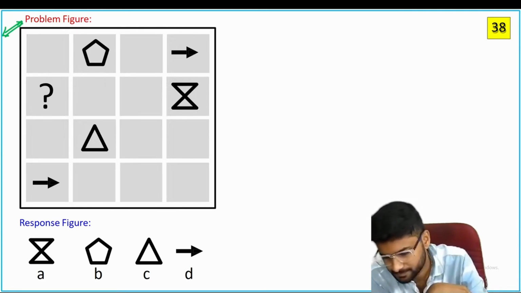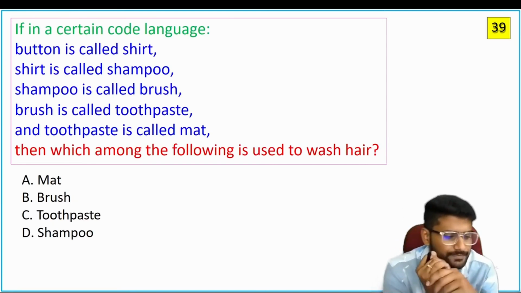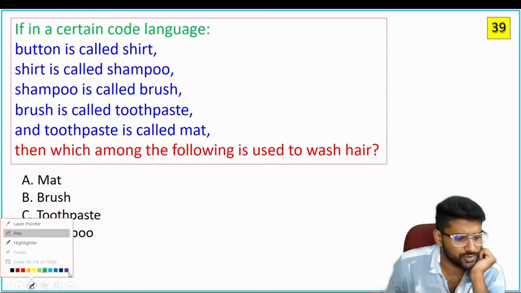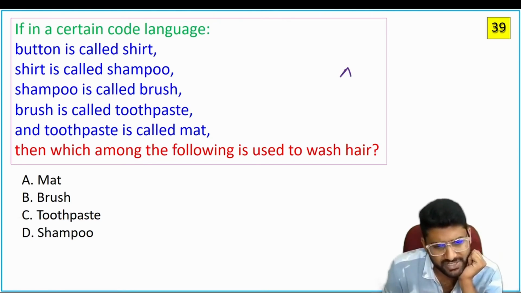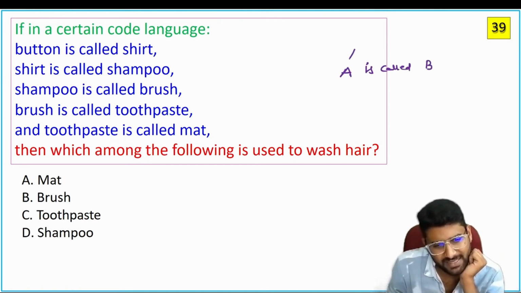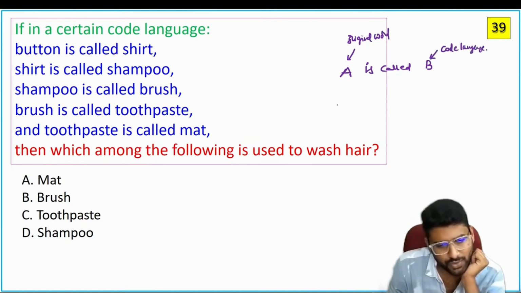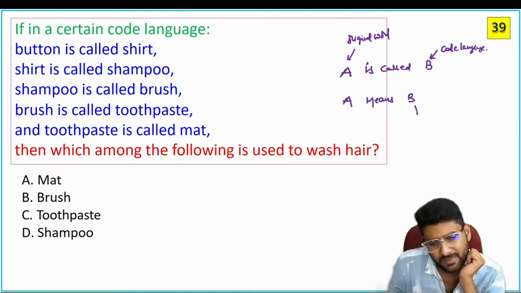Next. Now guys, there are two important pieces of information here. Remember these conditions. A is called B means A is the original word and B is the code language. Sometimes you can expect this statement: A means B. A means B means B is the original word and A is the code language.